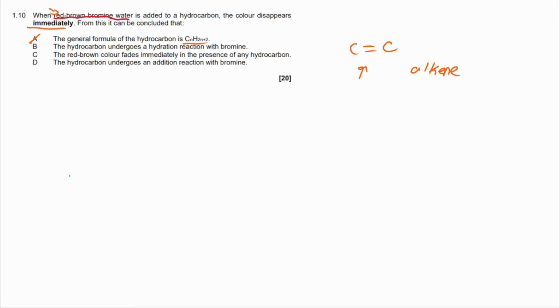But anyways, they say the red-brown color fades immediately in the presence of any hydrocarbon. That's not true. It won't do that in alkanes. And they say that the hydrocarbon undergoes an addition reaction with the bromine. Yep, that's the type of reaction we had. Okay, but if you weren't sure if it's B or D, at least it's a 50-50 instead of a 1 in 4 now. But yes, the answer here is D.